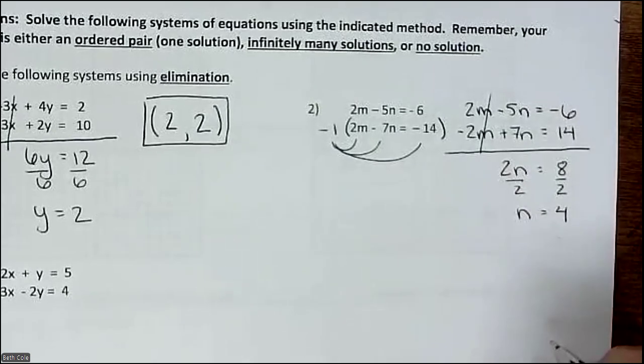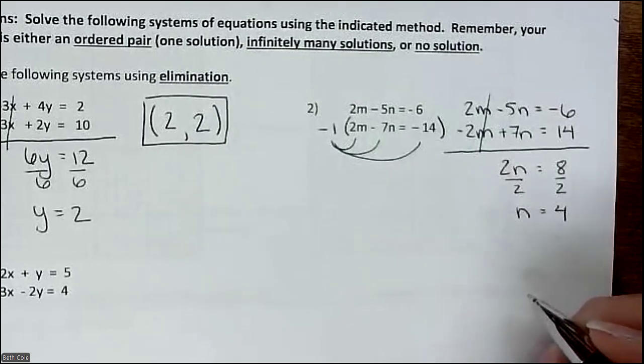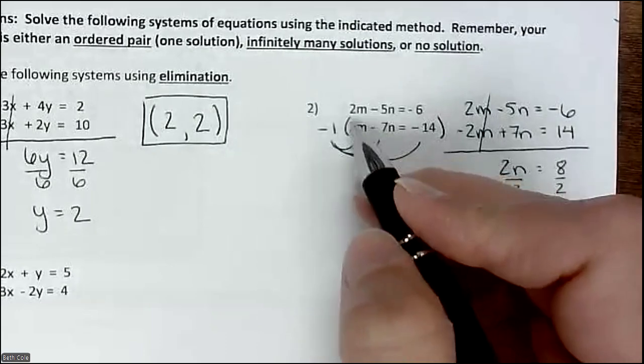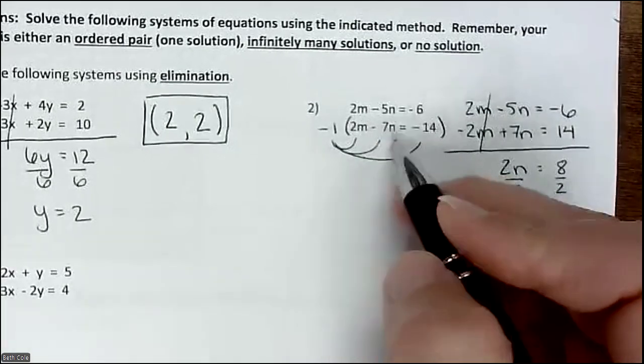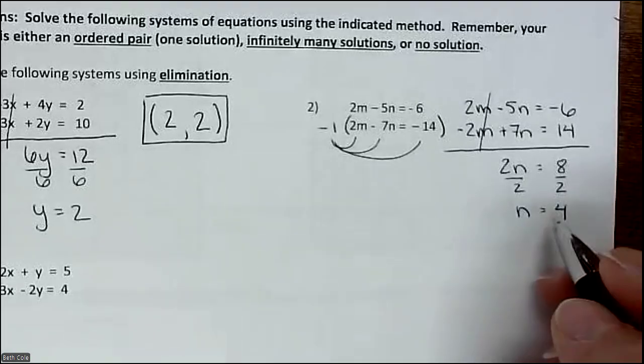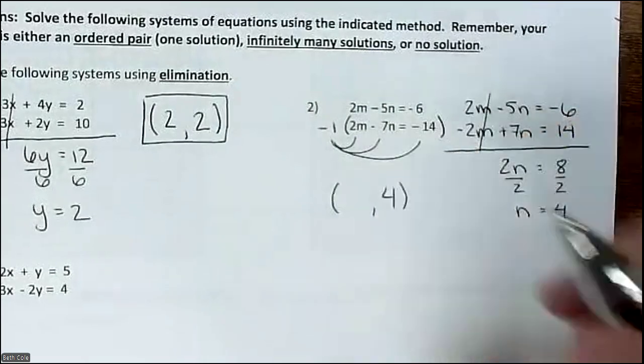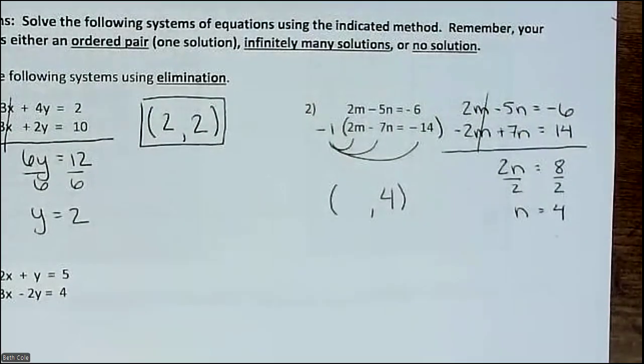Now, when you write your ordered pair, I don't like that this was M and N. I didn't make this. You just go in alphabetical order. M comes before N. So M is going to take the place of X. N is going to take the place of Y. So when I write my ordered pair, where does the 4 go? Yeah, the second one.